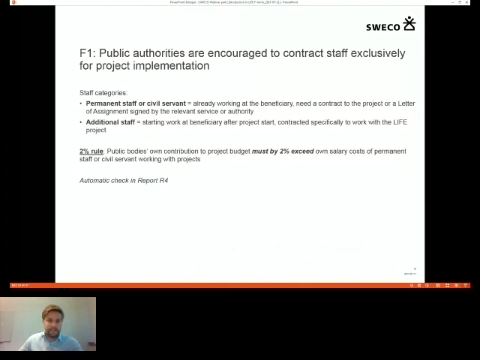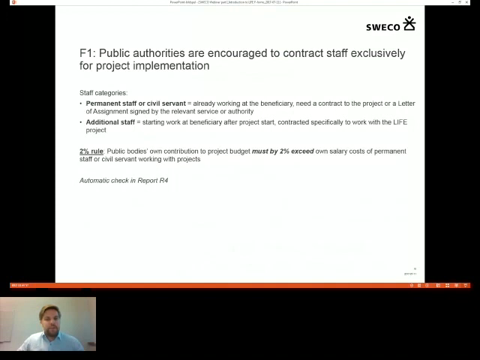The application period is unimportant here. And if the permanent staff is to work with a LIFE project, if it's approved, they need a specific contract or a letter of assignment signed by their employer that they are allowed or assigned to work with the certain LIFE project, for example, 40% of their time.